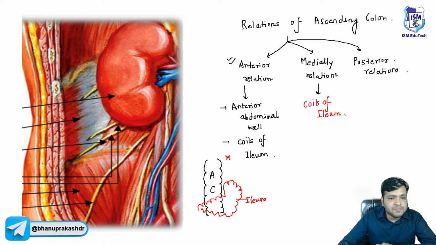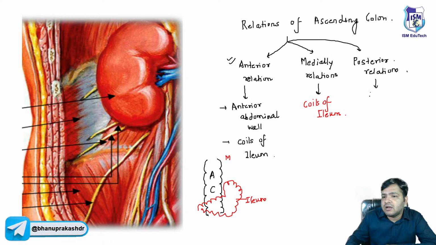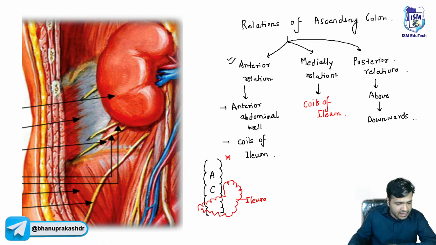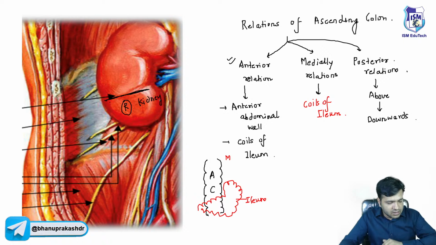After that, beta, if we talk about the posterior relations, now coming from above to downwards, taking a direction over here, what all structures can you see? Now everyone knows that this ascending colon is on the right side. So starting with the kidney, beta, starting from above and going downwards.